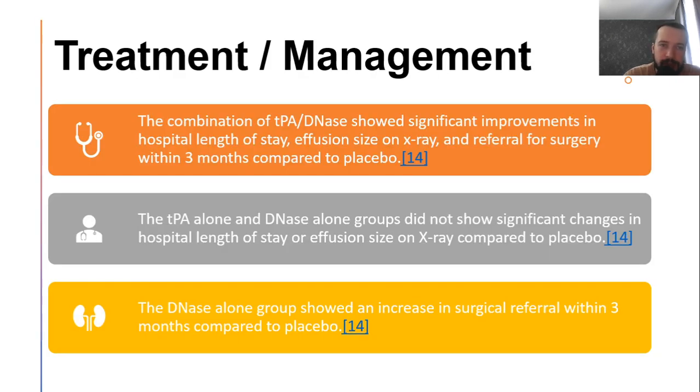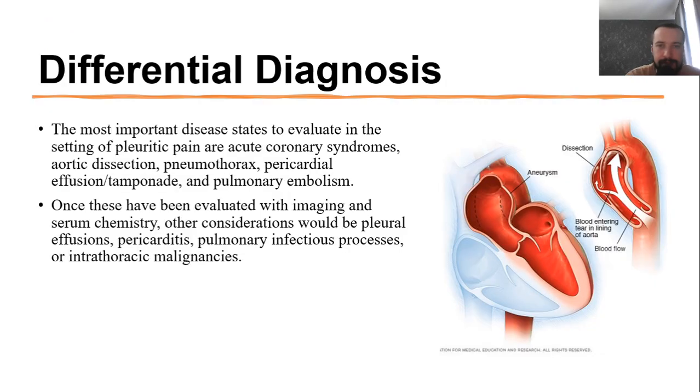Treatment management. The combination of TPA and DNase showed significant improvements in hospital length of stay, effusion size on X-ray, and referral for surgery within 3 months compared to placebo. The TPA alone and DNase alone groups did not show significant changes in hospital length of stay or effusion size on X-ray compared to placebo. The DNase alone group showed an increase in surgical referral within 3 months compared to placebo. This means that we need to use the combination of TPA and DNase.